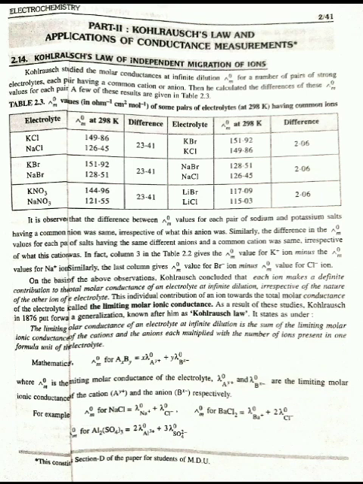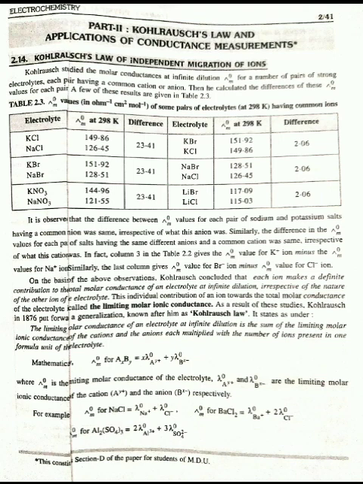It is observed that the difference between Λm⁰ values for each of sodium and potassium salt having a common anion was the same irrespective of what this anion was. Similarly, the difference in the Λm⁰ values for each pair of salts having different anions and a common cation was the same irrespective of what the cation was. In fact, column 3 in the table gives the Λm⁰ value for K⁺ ion minus the Λm⁰ value for Na⁺ ion. Similarly, the last column gives Λm⁰ value for Br⁻ ion minus Λm⁰ value for Cl⁻ ion. On the basis of the above observation, Kohlrausch concluded that each ion makes a definite contribution to the total molar conductance of an electrolyte at infinite dilution irrespective of the nature of the other ion of the electrolyte.